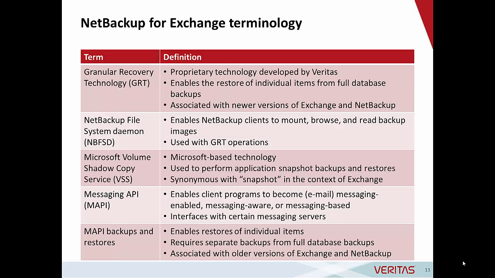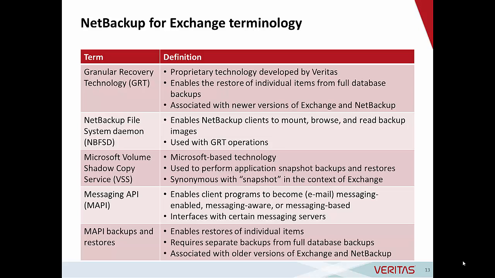The other two items on the table here are the Messaging API, MAPI, and the MAPI backups and restores. This is sort of the old way of doing things. When we wanted to have protection down to the mailbox level before we had GRT, you would use the MAPI interface to literally access each inbox individually and back up its contents.